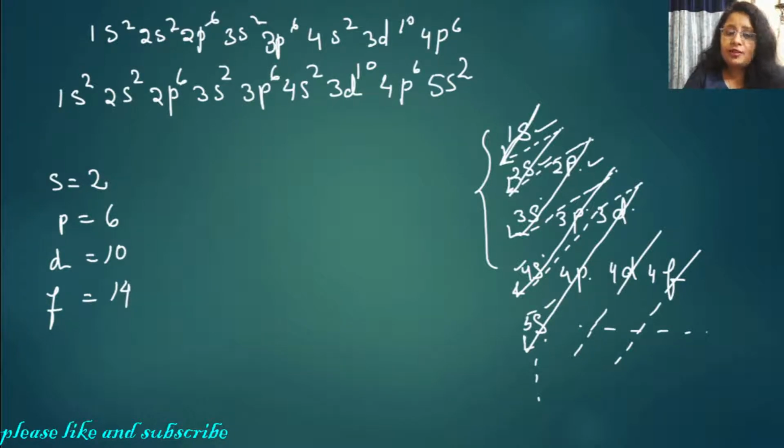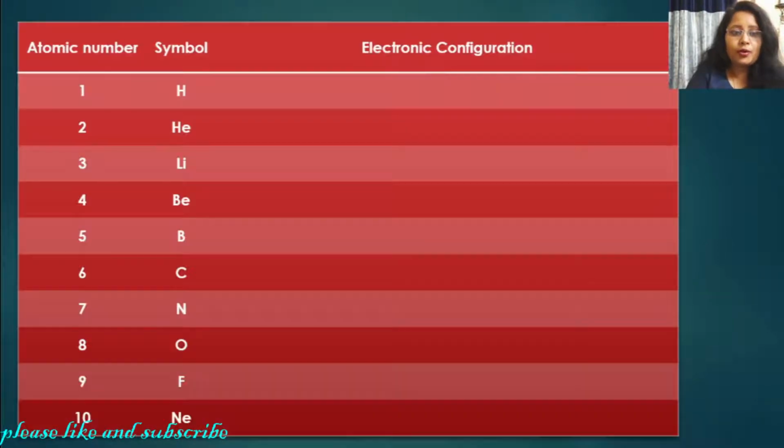Now, shall we start writing the configuration, in which in between I will tell you the other two principles as well. So for hydrogen having one electron, how to write? The first orbital is 1s. So we will write 1s and the number of electrons, 1. Second is helium, 1s2, because the s orbital will accommodate 2 electrons.